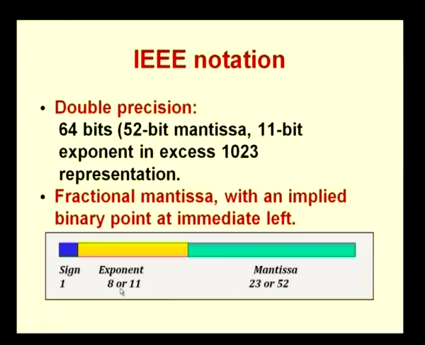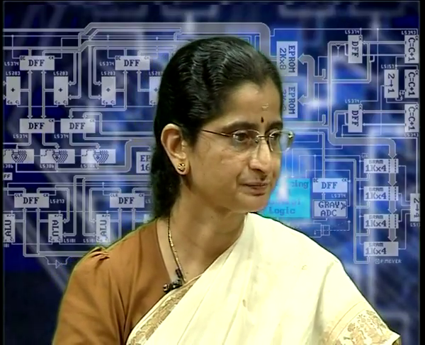So, 1 sign bit, exponent is 8 or 11 depending on whether it is a single precision or a double precision representation, and the mantissa is 23 or 52 depending on whether it is single precision or double precision. So, single precision is 1, 8, 23, double precision will be 1, 11, 52. These are two standards that we use for single precision and double precision representations as specified by the IEEE notation.